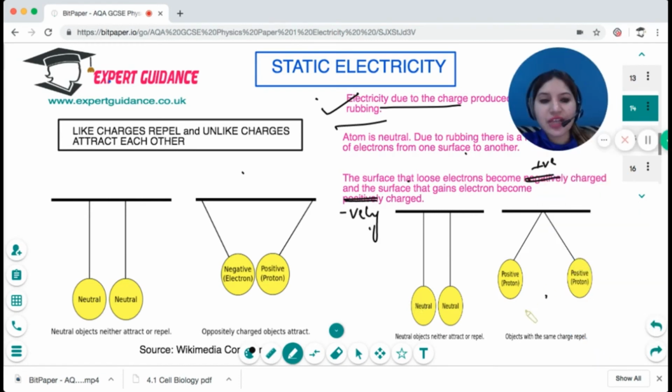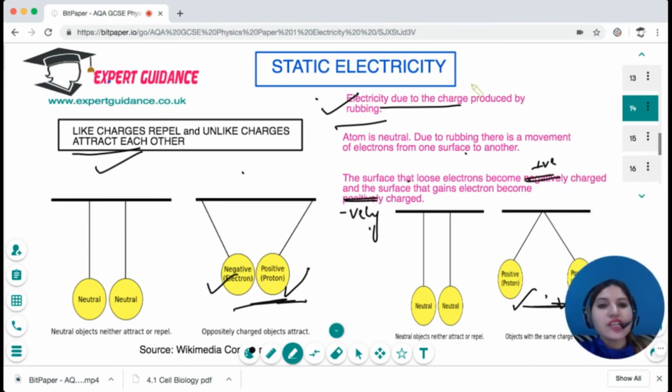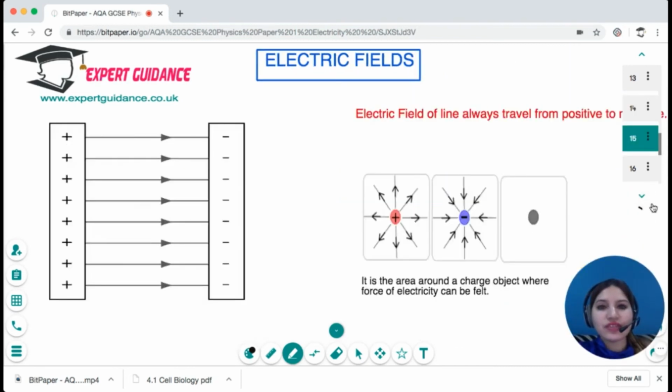So you can see here, these are two positives. They are repelling each other, and if there's a negative and a positive, they are attracting each other. So like charges repel and unlike charges attract each other. Okay, so I hope you know how static electricity is produced.